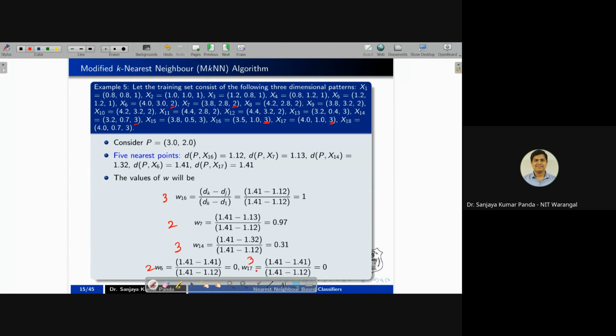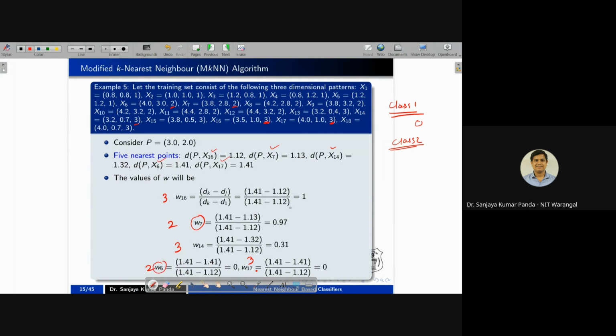Now what you have to do is, how many of these neighbors belong to class 1? None of the neighbors, right? So out of X16, X7, X14, X6 and X17, none of them belongs to class 1. So their weight value is 0, right? But when you go for class 2, how many of them belong to class 2? W7 belongs to class 2? Yes. W6 belongs to class 2.